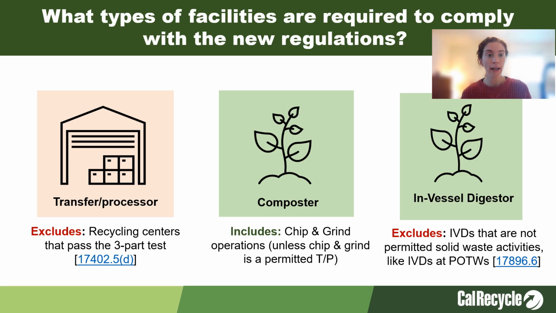Note that a chip and grind is usually either permitted as a composter or it could be permitted as a transfer processor. So you would need to comply with the requirements of whatever facility type that chip and grind is permitted as.